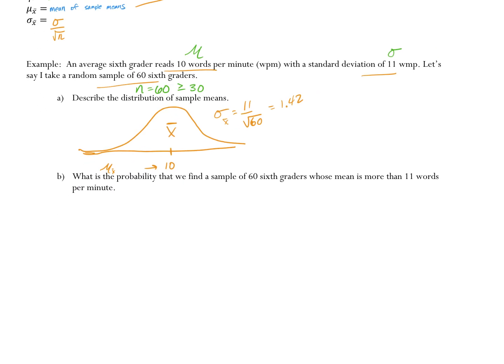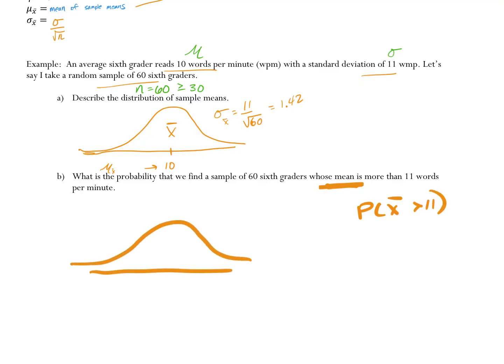What is the probability we find a sample of sixth graders whose mean is more than 11? So I want to find the probability x bar is bigger than 11. I'm going to draw the picture of my x bars. My standard deviation of my x bars is 1.42. This would be a great example of when I use normal CDF: my lower boundary 11, my upper boundary a gajillion, my mean 10, my standard deviation 1.42.